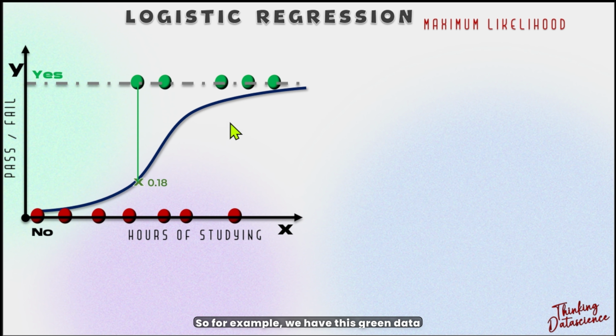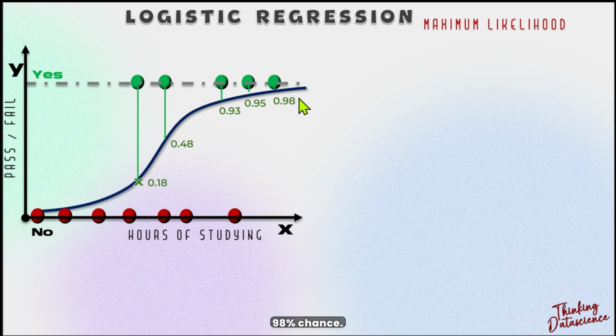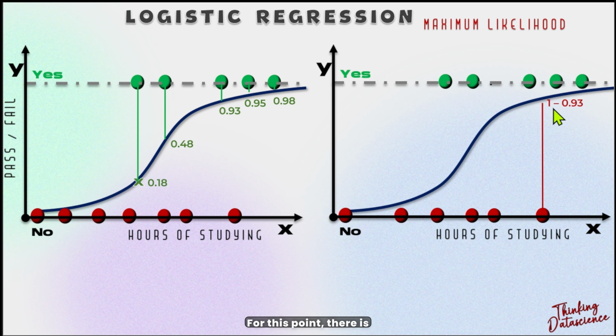For example, we have this green data point and there is an 18% chance that he will pass. Similarly, for this data point, there is a 48% chance. For this data point, there is a 93% chance. For this, 95%. And for this point, we have a 98% chance. I will just plot a different graph for the red points. For this point, there is a 93% chance of passing.